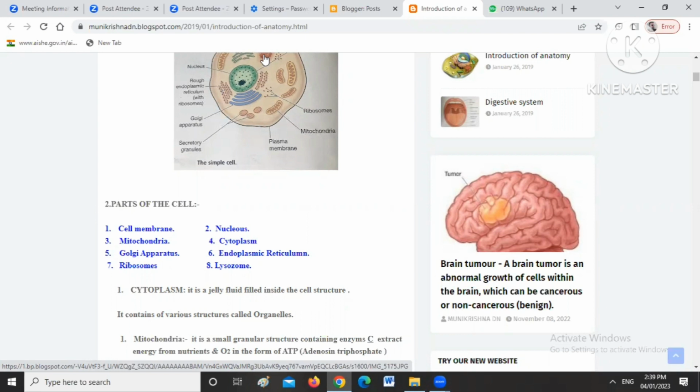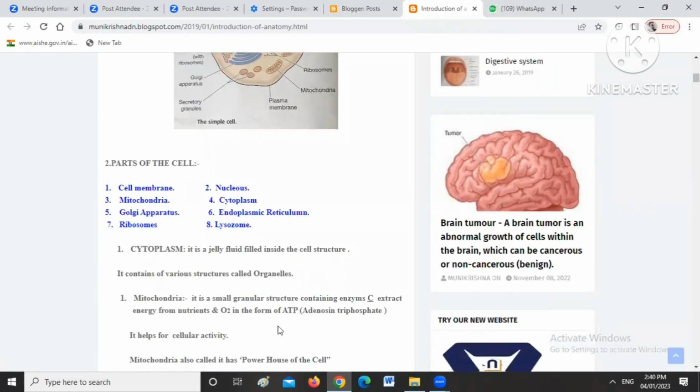So first we will see mitochondria. What is mitochondria? Mitochondria is nothing but a small granular structure containing enzymes which extract energy from nutrients and oxygen in the form of ATP. ATP is nothing but adenosine triphosphate. Okay.